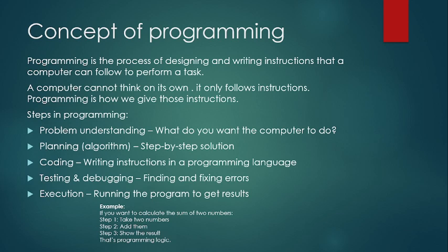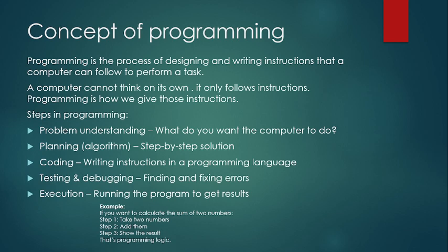So what are the steps in programming? There are mainly five steps in programming. First, problem understanding. Firstly, we should find the problem and understand the problem. What do you want the computer to do? Then planning. Planning means a step-by-step solution. It means algorithm. Then we should write the code, meaning coding, writing instructions in a programming language.